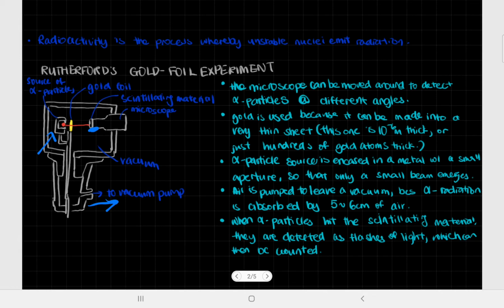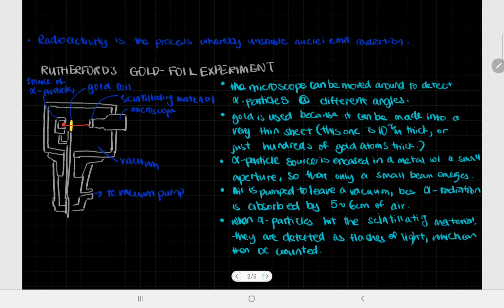This scintillating material right here gives little bursts of light when it's hit by alpha particles, so that's how we detected them at first. His assistants used to sit in a dark room and count these little bursts of light one by one, and it was so straining for them to concentrate on something this hard that they had to constantly alternate, and they couldn't focus on it for more than a minute usually.